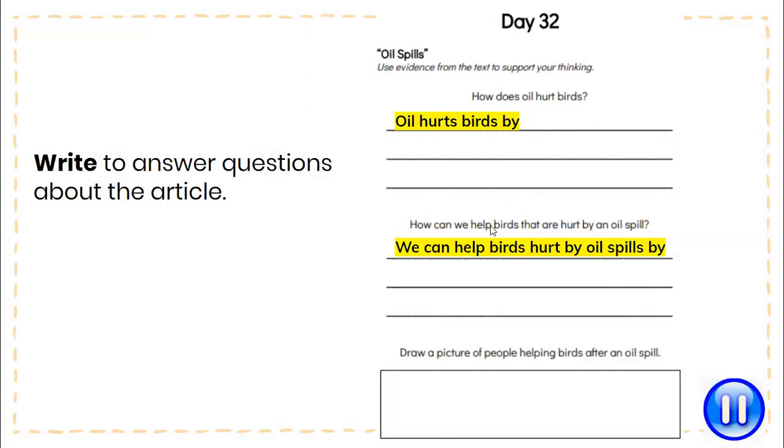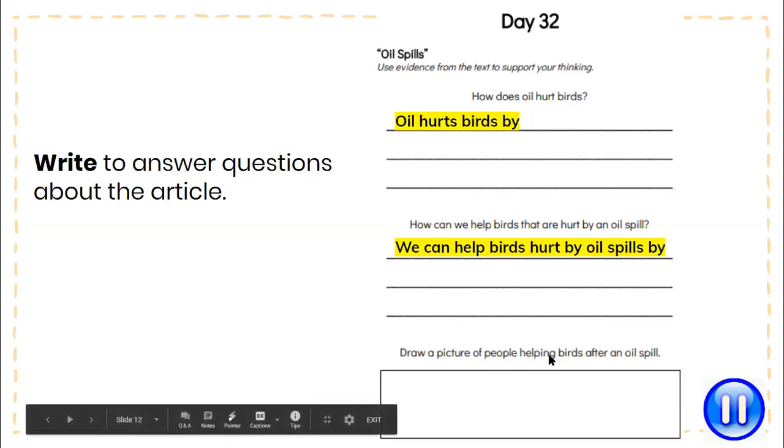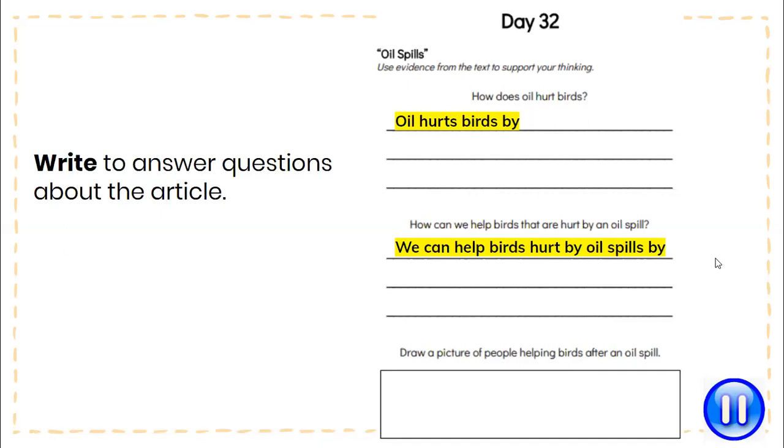How can we help birds that are hurt by an oil spill? What did the article say? Here is the sentence starter you can use. We can help birds hurt by oil spills by blank. Then draw a picture of people helping birds after an oil spill. Please pause the video and write down your sentence starters.